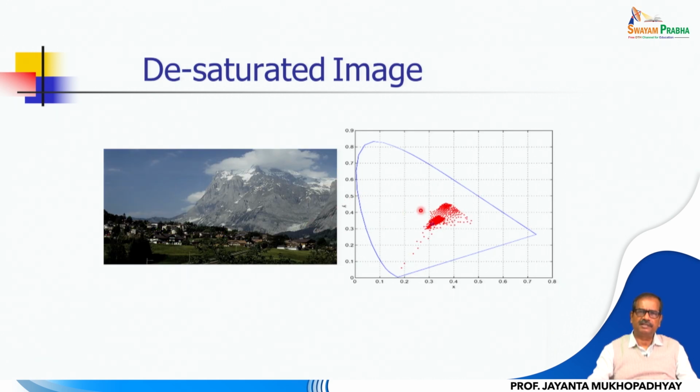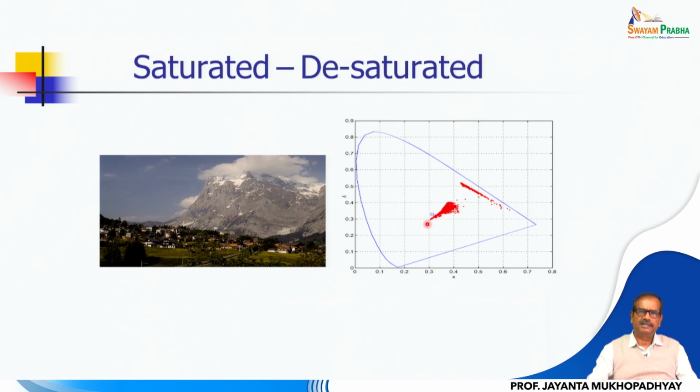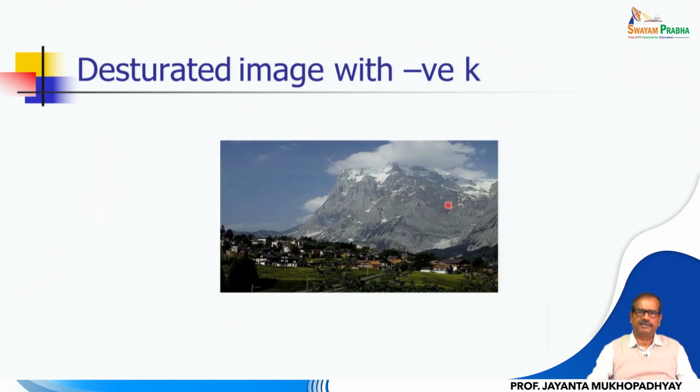After these operations, we have transformed it back to RGB space. Again, we replotted it in the xy chromaticity space. So, this is the desaturation operation. You can see that the points are moving inwards. This is saturated and desaturated. Some of the points are moved inwards following the center of gravity law.